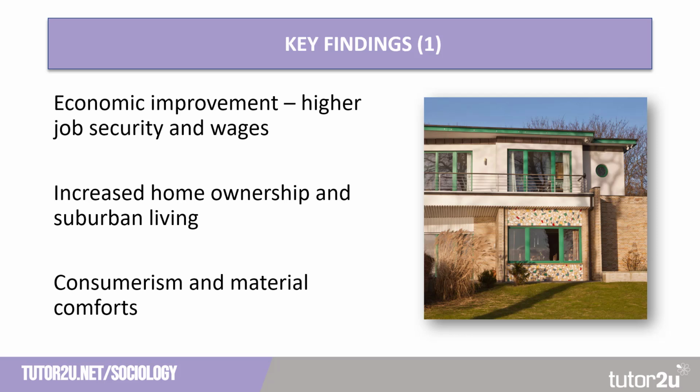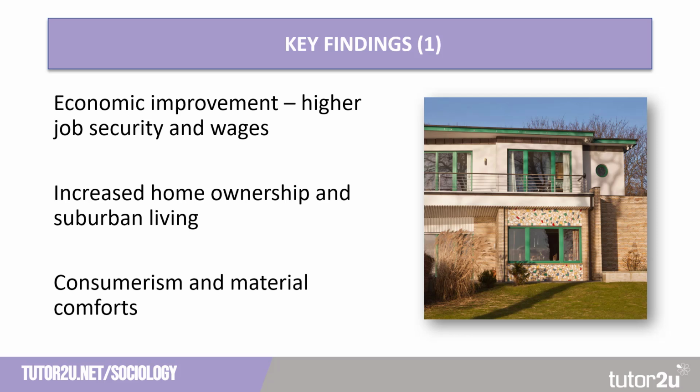Secondly, home ownership and suburban living. One of the most notable indicators of affluence was the rise in home ownership amongst the workers. Many had moved from rented accommodations to owning their own homes, often located in suburban areas, and this shift represented a significant departure from traditional working class living arrangements and aligned more closely with middle class aspirations.